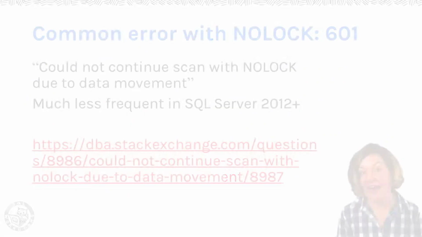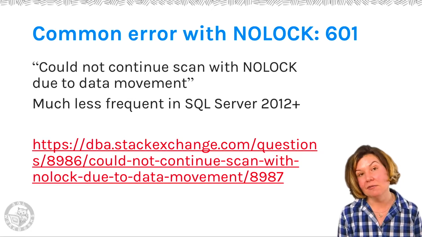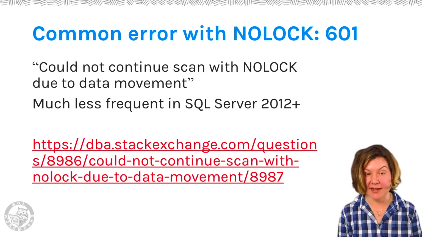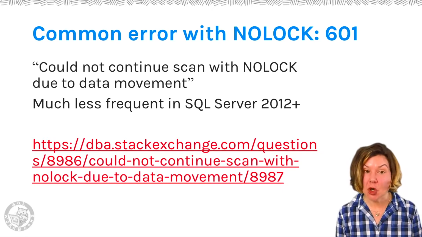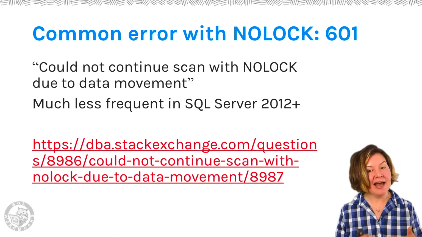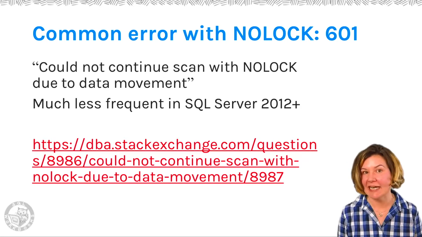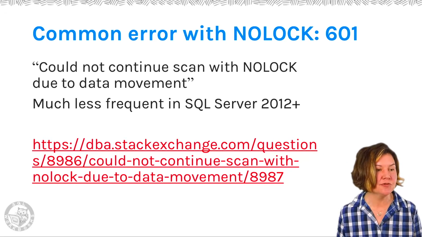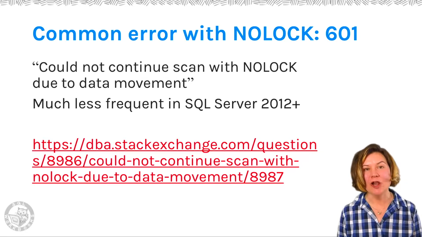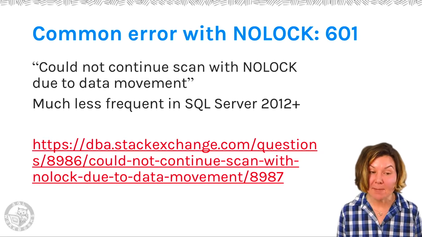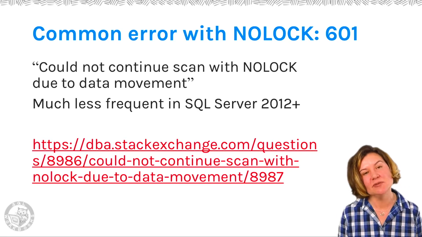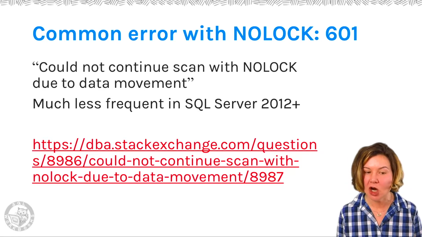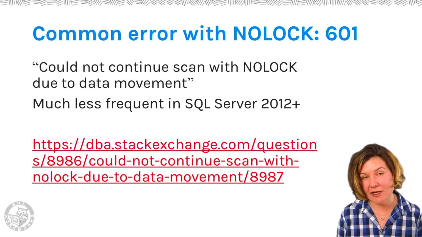There is a common error you can get, by the way, with allocation order scans. Error 601, which says I could not continue the scan with NOLOCK due to data movement. Back in the SQL Server 2005 days, I used to get this error all the time. It has become much less common, and I was doing some searching on it at one point. I came across this Stack Exchange question.